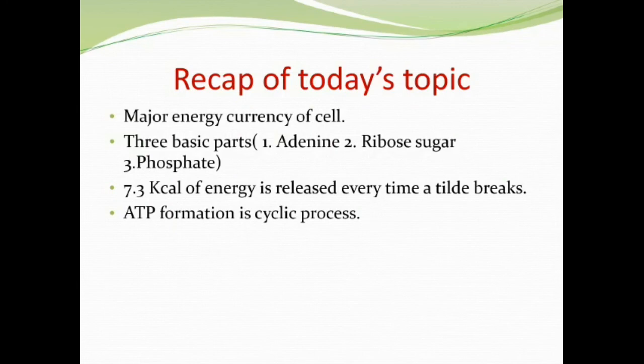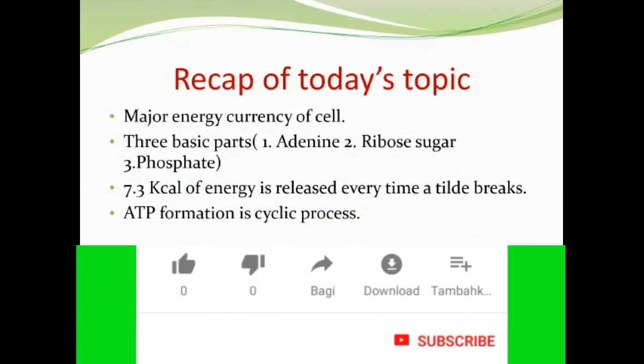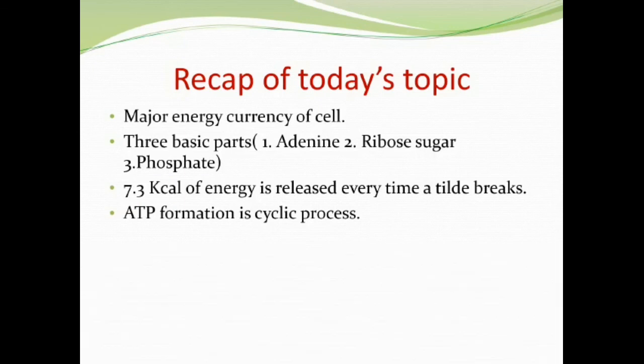So the recap of today's topic is the major energy currency of cells that we have discussed. We have discussed the 3 basic parts, that is adenine, ribose sugar, and phosphate groups. We also know that 7.3 kilocalories of energy is released every time a phosphate bond breaks. And you know that ATP formation is a cyclic process, by the cycle of ATP to ADP, and then again we can regenerate ATP.